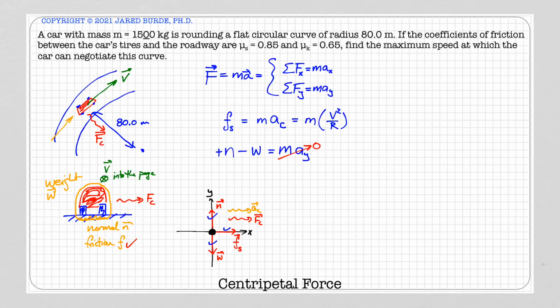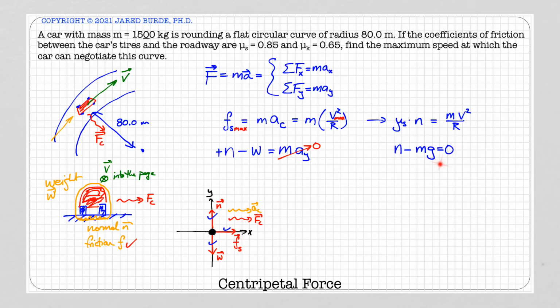Now, in this case, if we want to find the maximum speed, that means that we're looking for the maximum value of the velocity. If we have the maximum value of the velocity, that's going to correspond to the maximum possible value of static friction, allowing us to move at that speed. And so now we can take another step and simplify some of these terms in this equation. I can plug in equations for maximum static friction and also for weight.